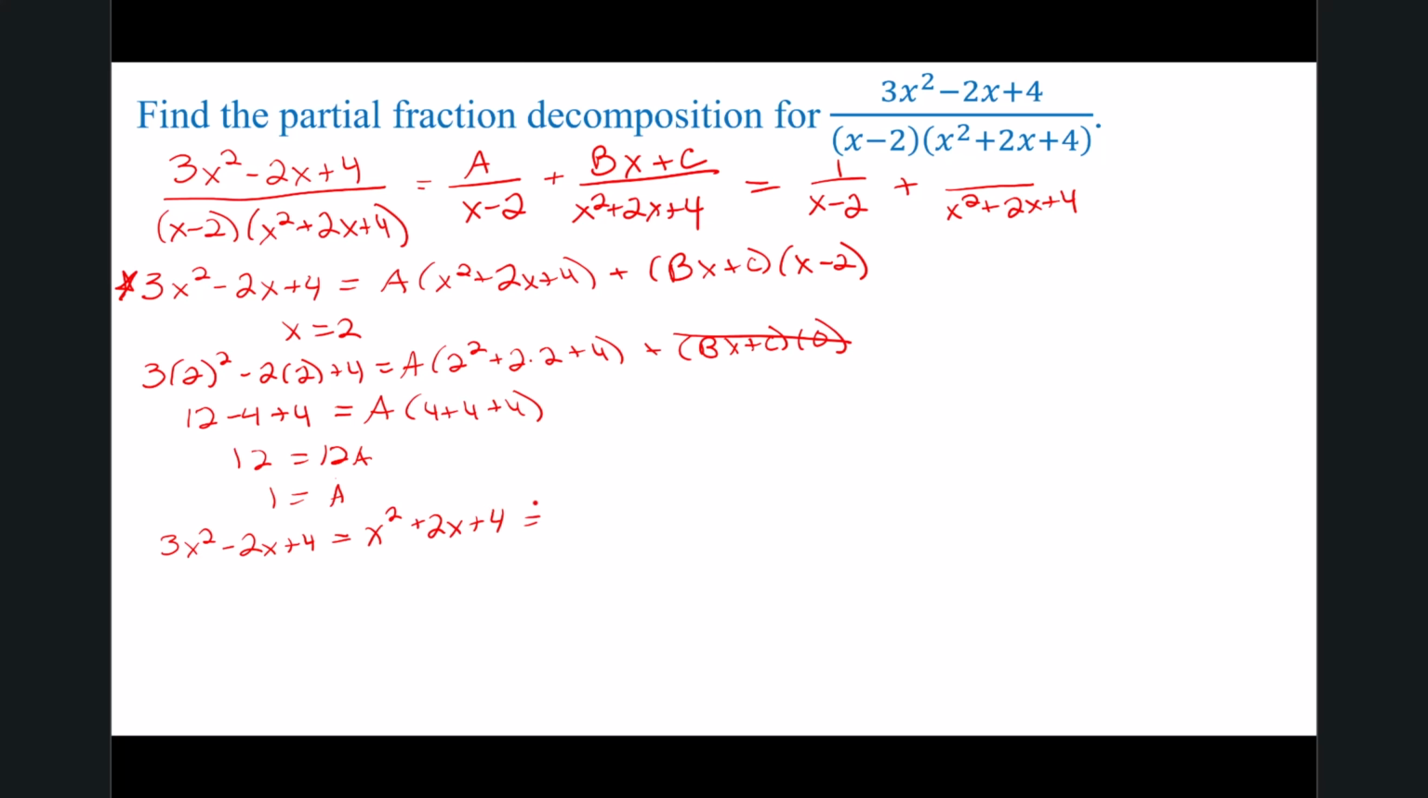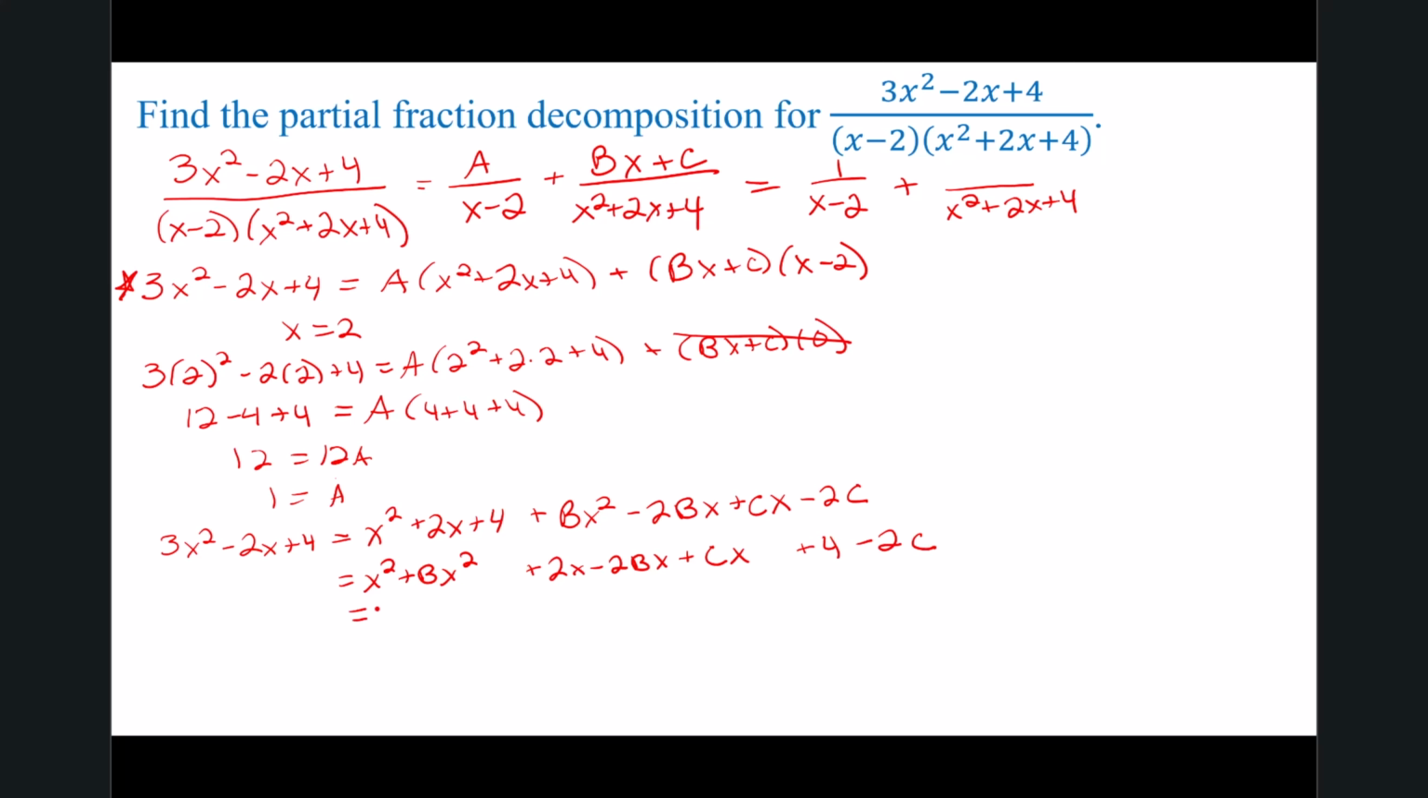And then I'm going to distribute with the bx plus c times x minus 2. So first, bx times x is bx squared. Outside, negative 2bx. Inside is cx. And last is negative 2c. Next, I'm going to collect my like terms on the right side. So I'm going to collect the x squareds. I have x squared plus bx squared. And then the x terms, I have a 2x minus 2bx plus cx. And the constants, I have a 4 minus 2c.